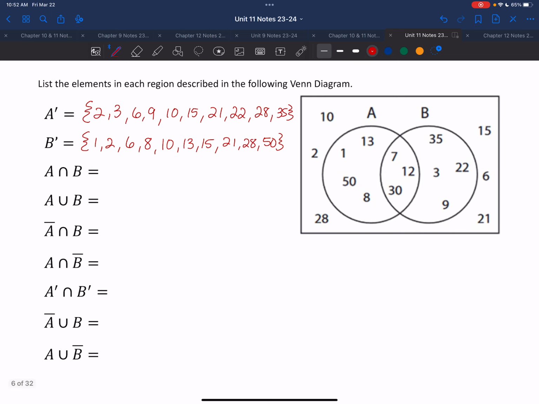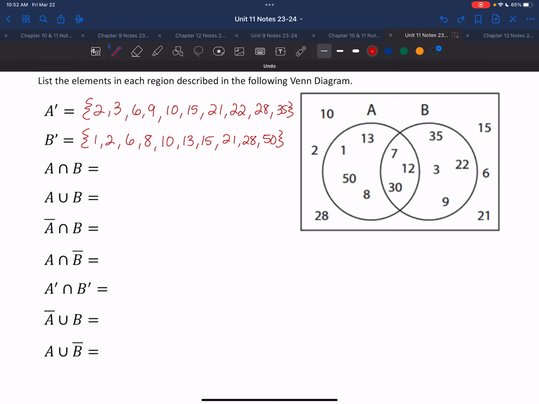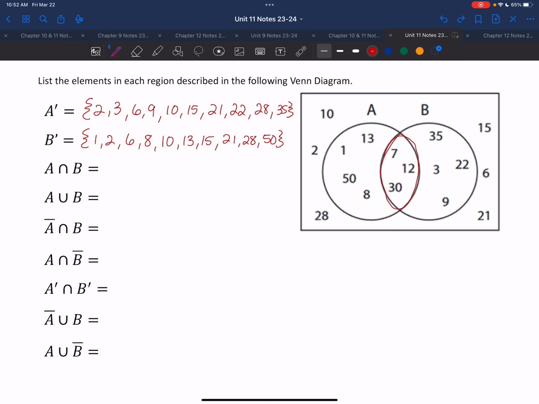Next one, A intersect B. So this is where it has to be in both A and B at the same time. And so we're just looking at the intersection of these two. So we'd have 7, 12, and 30.